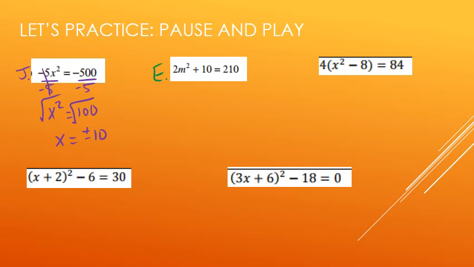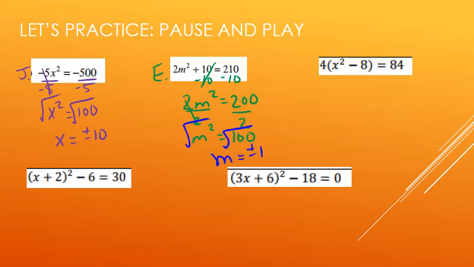Okay, for the next one, I want to get that 10 out of there. So I have 2m squared. Oh, I hope nobody's colorblind to red and green like Jeff is. You'll be able to see this one. So m squared is 100. Square root both sides, and m is positive negative 10. Okay, so far so good.